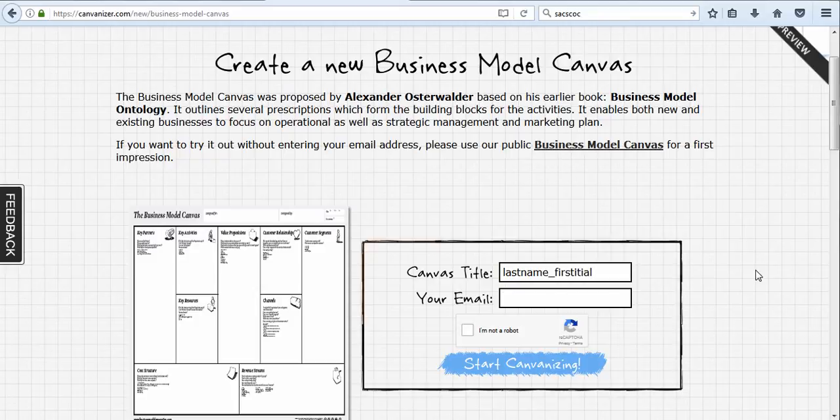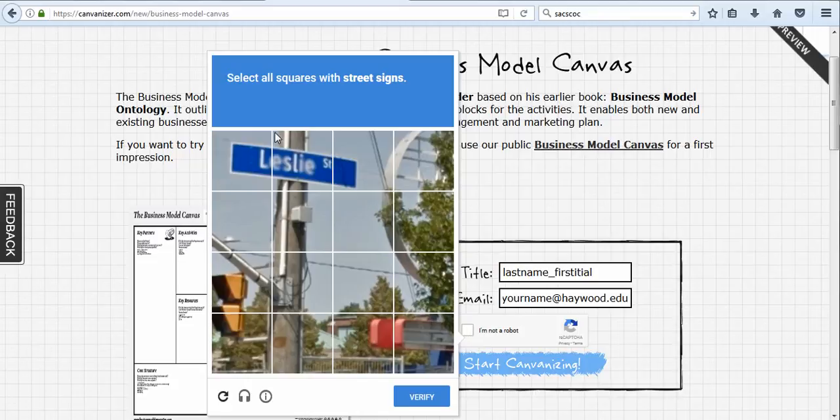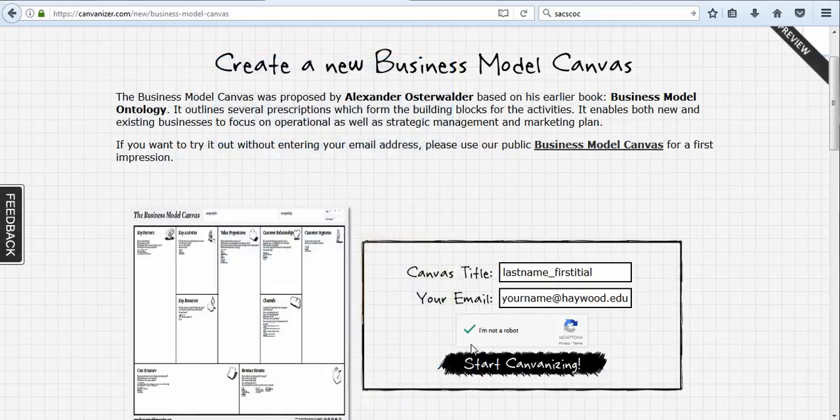And then please provide your HCC email address so that it will email you a link to your canvas if you want to continue to work on it. So whatever your HCC email address is at haywood.edu. Then you'll have to click the I'm not a robot box. It'll ask you to perform some tasks to show that you're a real person. Here it says select all squares with street signs, so we're going to do that one, and that one. Verify, and it says, yay, you're not a robot. And then click on the Start Canvassing button.